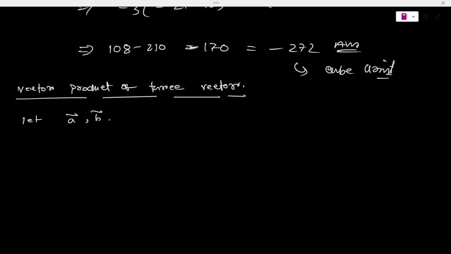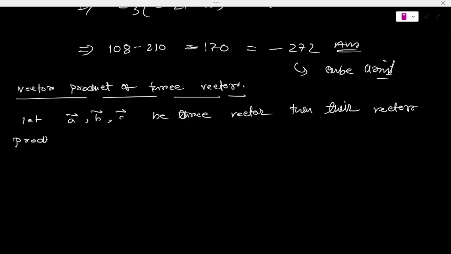Let a vector, b vector and c vector be 3 vectors, then their vector product is written a vector cross b vector cross c vector. Okay, this is the vector product of 3 vectors, which is called the cross product.